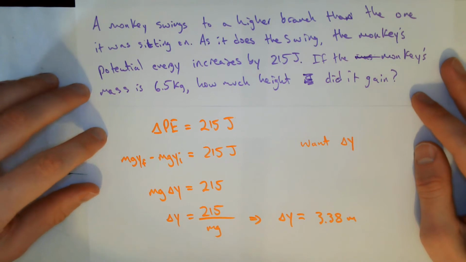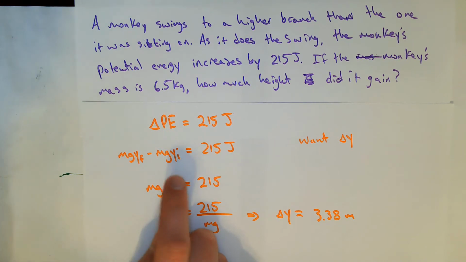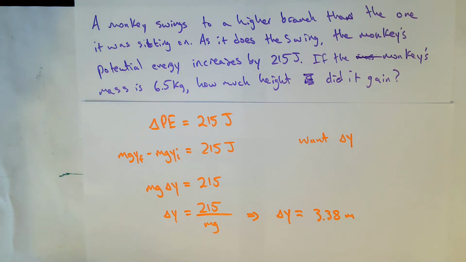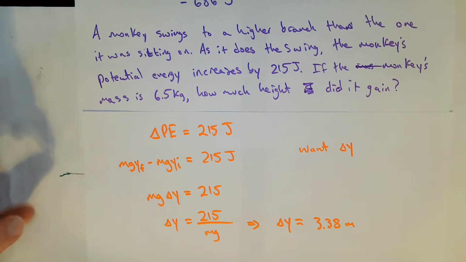What if they said, what height did the monkey land at? Well, we would say, we don't know. We just know that it gained 3.38 meters. If we wanted to know exactly what height it landed at, they would have to tell us what height it started at. Like if they said the monkey started at a height of 10 meters, what height did it land at? Well, then we could say, okay, then it would be 13.38 meters is where it landed. So we started with a change in potential energy, and we were asked to find that change in vertical displacement, and that's what we did here.